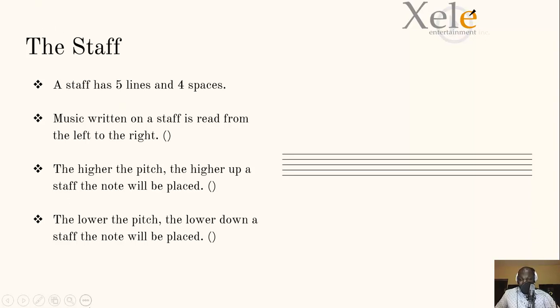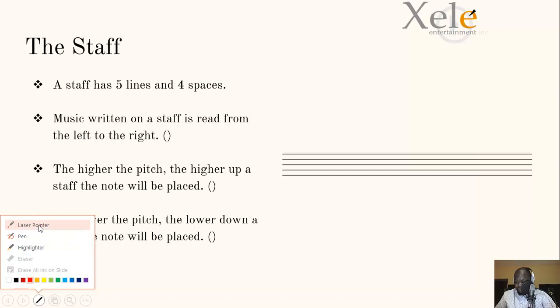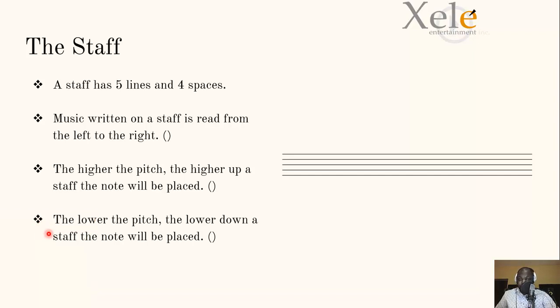Now, the higher the pitch of a note, the higher up a staff that note will be placed. What does that mean? It means that if I have a very high note, I'm going to place it up on the staff, and if I have a very low note, I'm going to place it lower on the staff. So the position of a note on the staff can tell you the pitch of that note.